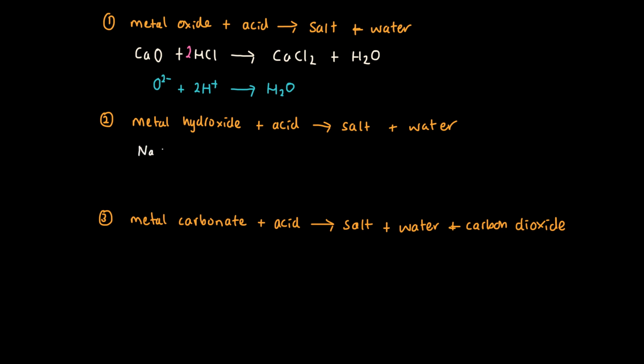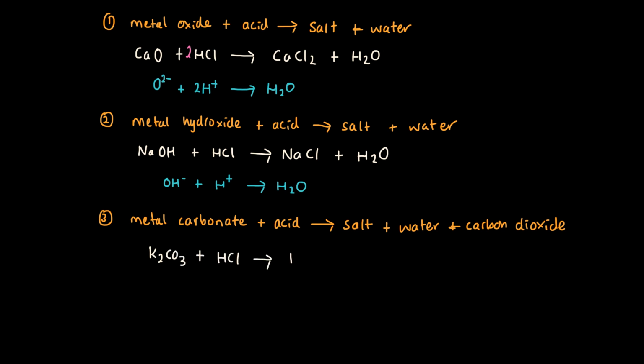In the second equation, we have sodium hydroxide reacting with hydrochloric acid, producing sodium chloride and water. The equation is already balanced, and this is the ionic equation. In the third equation, we have potassium carbonate reacting with hydrochloric acid, producing potassium chloride, water, and CO2. Then we balance the equation, and the ionic equation is this.